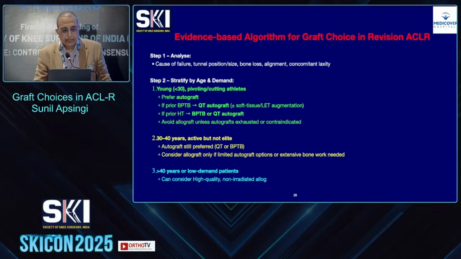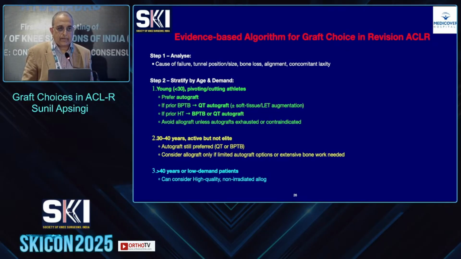So we can see this evidence-based algorithm for graft choice in revision ACL-R. Step 1 is analyze why the ACL has failed. Step 2, stratify by age. In younger patients, we prefer autografts. If it's prior bone patellar tendon, you can use a quads tendon. If it's prior hamstrings, then you can either use bone patellar tendon or a quads. Avoid allograft unless it's really essential. In the older age group, you start giving some preference to allograft, but in general, autografts are far more preferable than the allografts. Thank you.